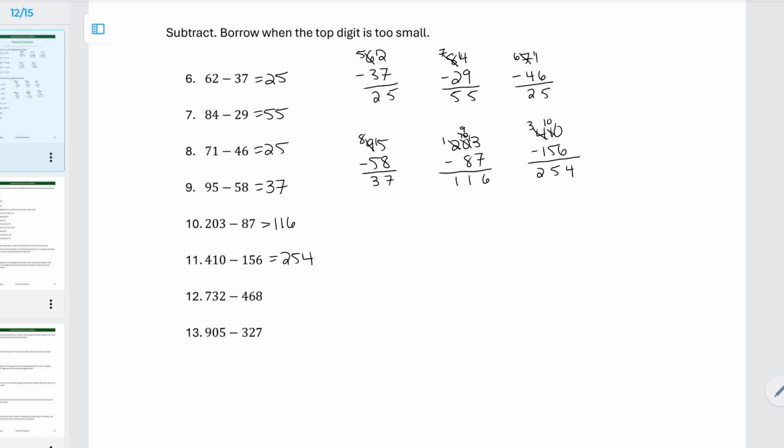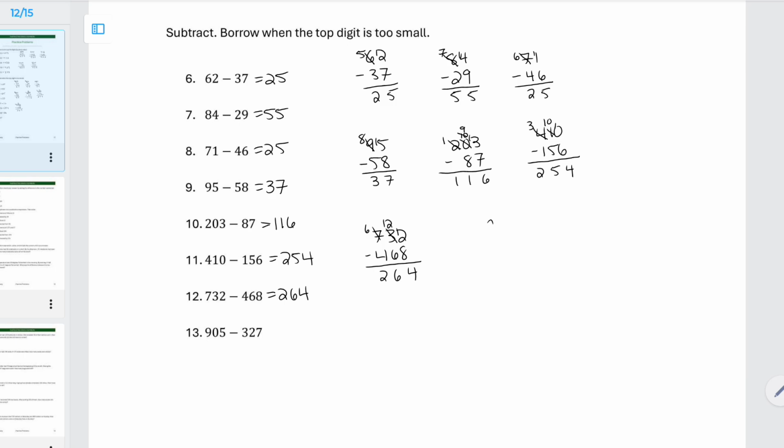For number 12, we have 732 minus 468. Starting on the right in the ones column, we can't do 2 minus 8, so we're going to borrow and make that a 2. Turn this 2 into a 12. 12 minus 8 is 4. 2 minus 6 won't work, so we're going to turn that 7 into a 6 and make this a 12. 12 minus 6 is 6, and 6 minus 4 is 2. So our answer is 264.